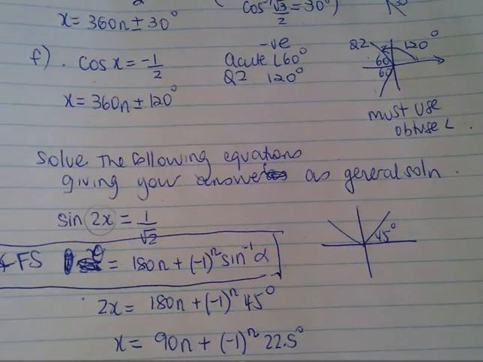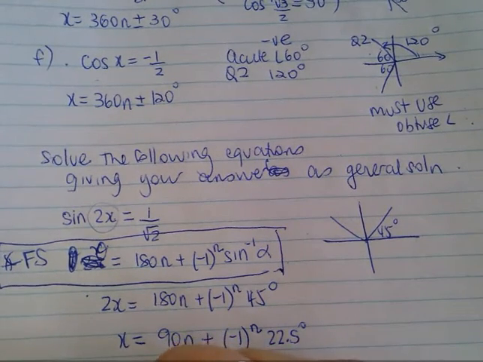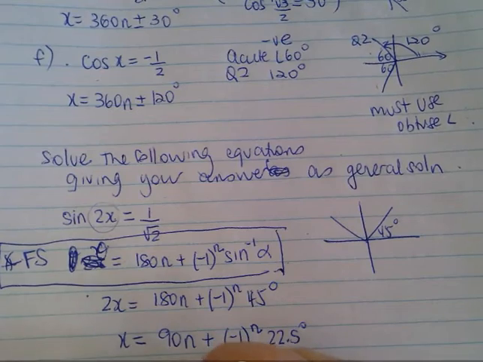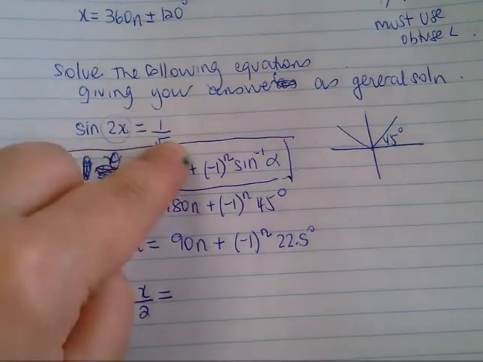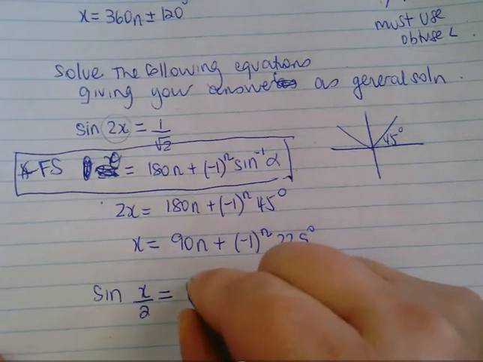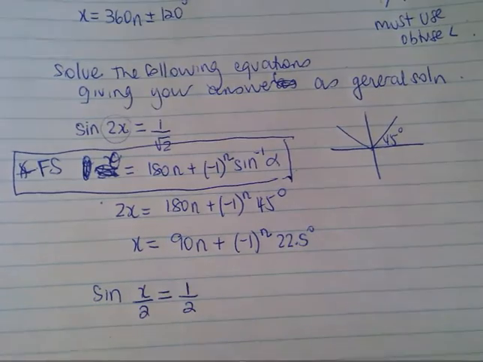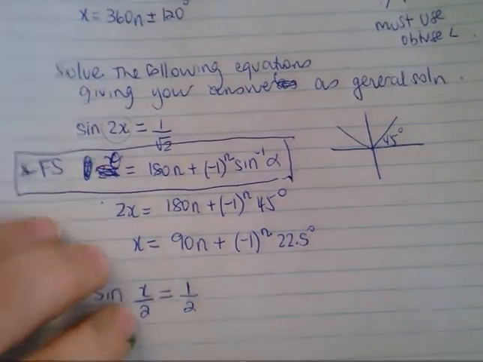Okay. Now, if I give you sine, I'm just going to do some sine ones. Sine of x on 2 is... so that's 1 there. So I've gone sine of 2x is that. I'm going to do sine of x on 2 is a half. Okay. So how do we do the general solution of this?